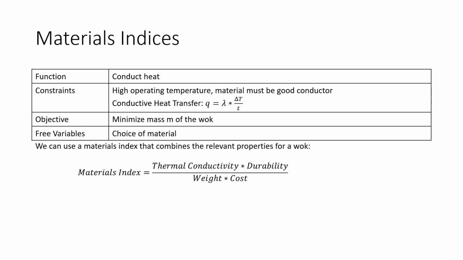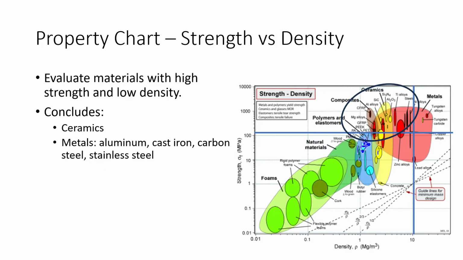And we can use this materials index that combines the relevant properties for a wok, which is the thermal conductivity and the durability divided by the weight and the cost. Leading into our next portion, where we introduce the Ashby charts.